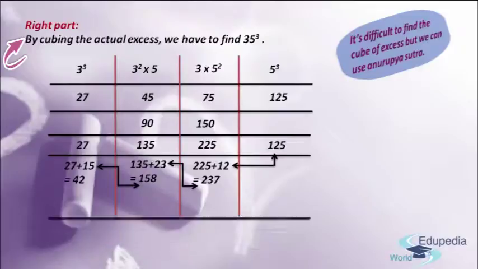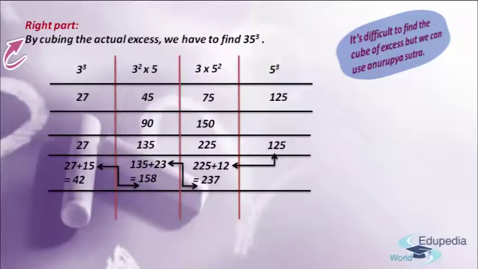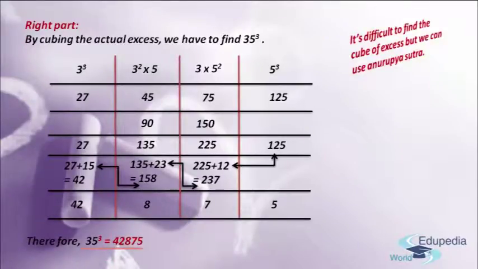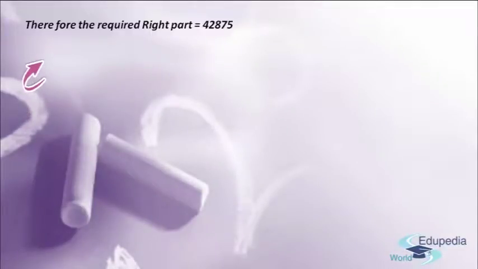Now let me place one more horizontal bar and let me write all the answers what I have got. So here in the fourth part we got 5, in the third part we got 7, and in the second part we got 8, and in the first part we got 42. And by combining all the digits or all the answers what we have got in all the parts, we get the final answer, that is 35 cube is equals to 42,875. And this 42,875 is regarded as the required right part.